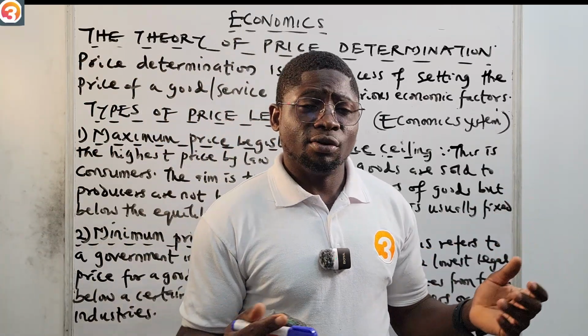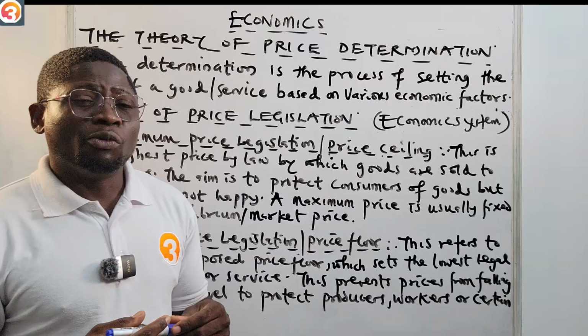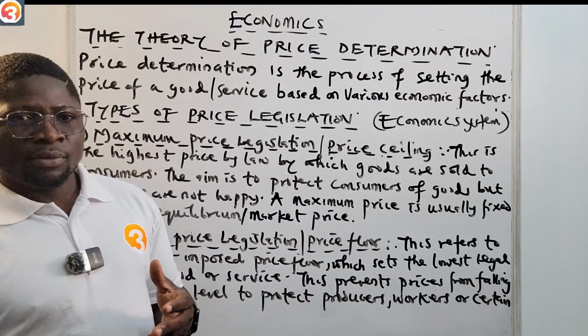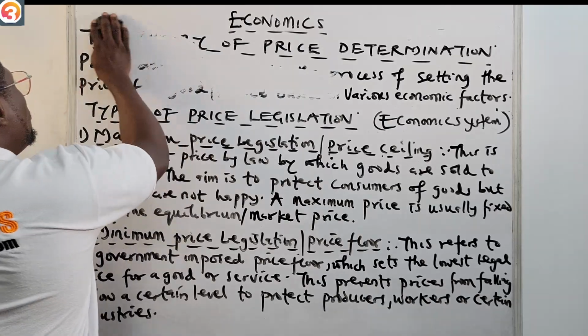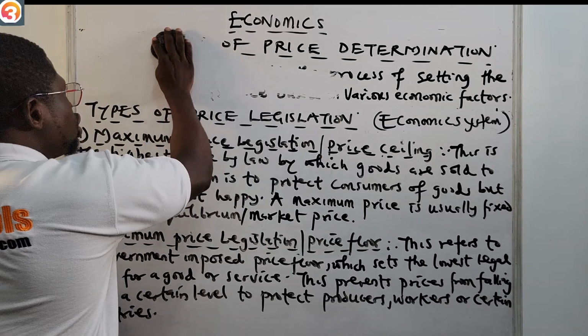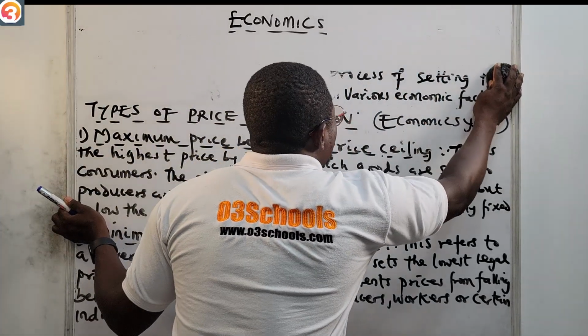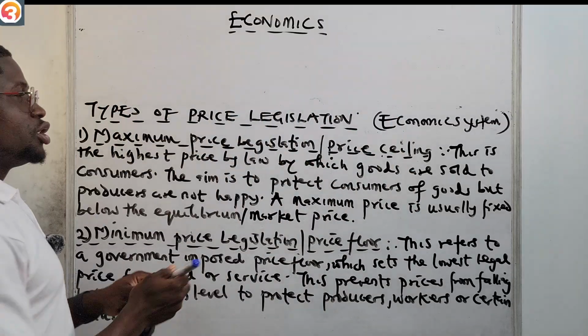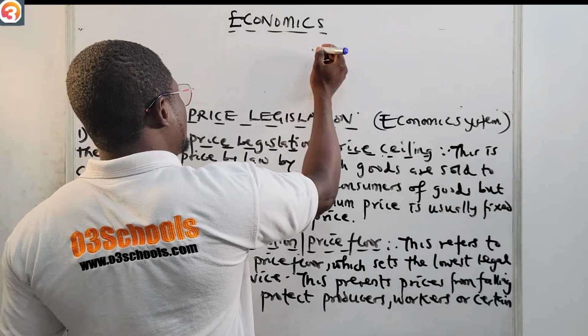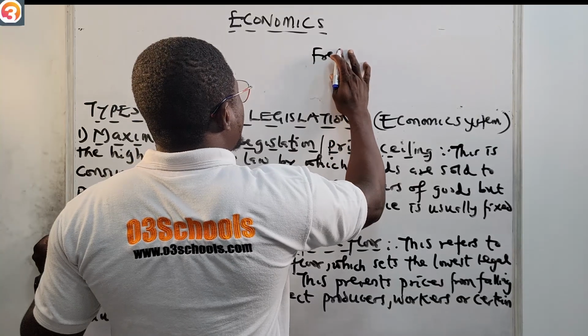So we have the free market economy, or what we call the capitalist economic system. Then we also have, of course, the socialist economic system, and then we have the mixed economic system. So we have free markets.